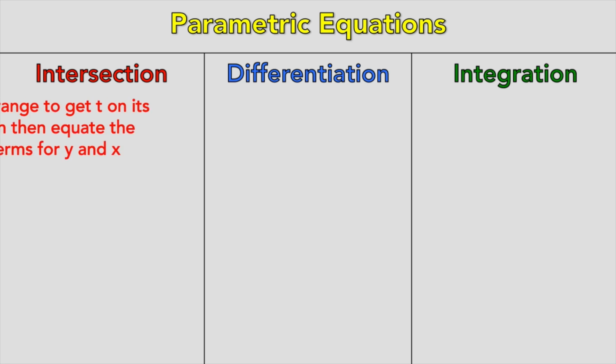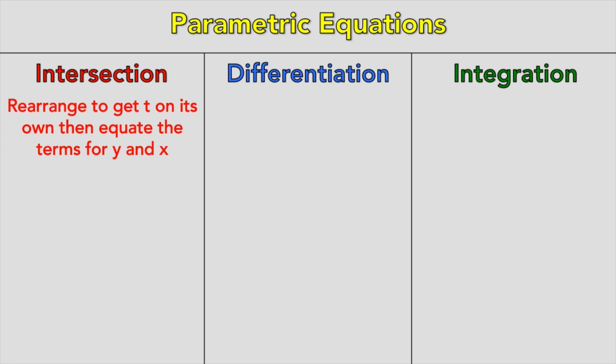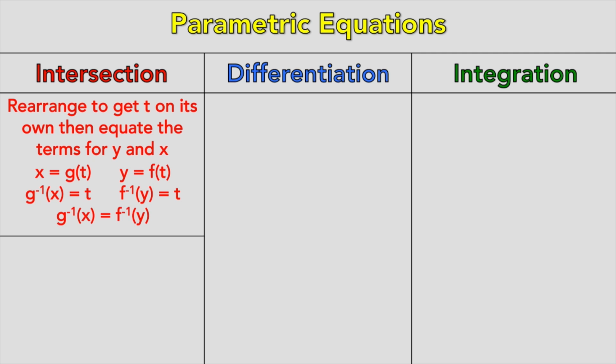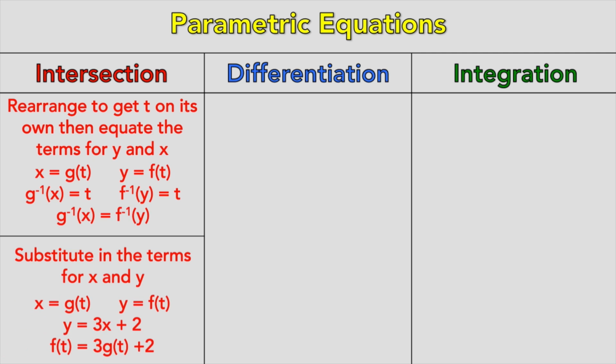For intersection, it is when all the variables are the same. So the easiest way is usually to rearrange for t, then equate to get a Cartesian equation. All shown by this lovely example. Or you could do another form of substitution as shown. It depends how complicated the equations are, really.